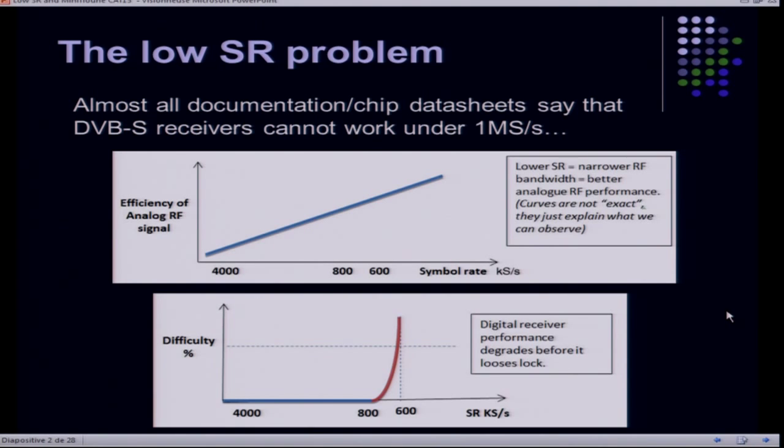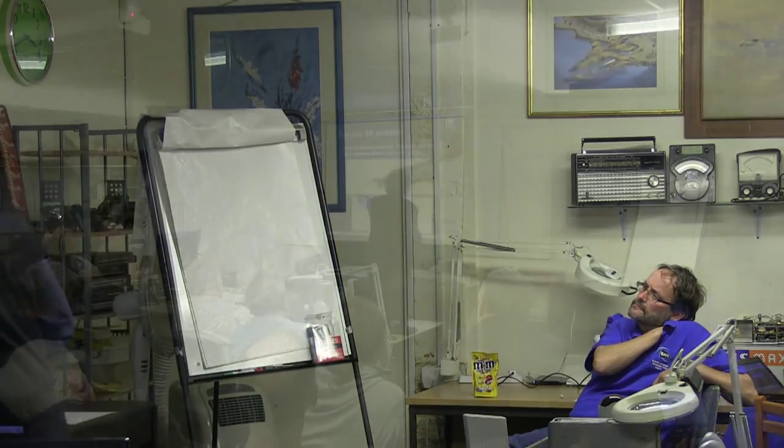And when we try to observe what kind of result we have, we know that when we are thinking in the analog world, when we lower the bandwidth, we have better RF performance, we have a better carrier to noise result, and it goes better and better.